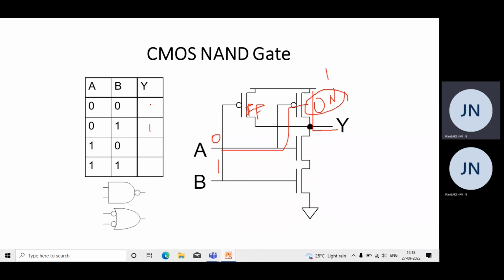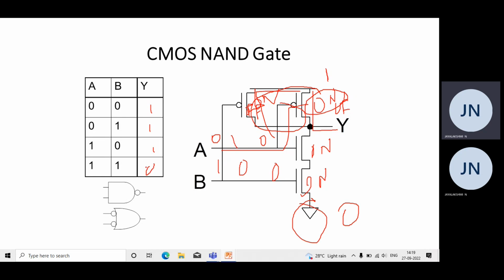Suppose you are transmitting 1 and 0. Then this should be on and this should be off, since it is connected to VDD, so the output is also 1. Suppose both inputs are 1, 1. Then these two PMOS transistors are off and the NMOS transistors should be on. The NMOS transistor is connected to ground, and since the ground value is 0, the output is 0. So these are the circuit symbols for the two input CMOS NAND gate.